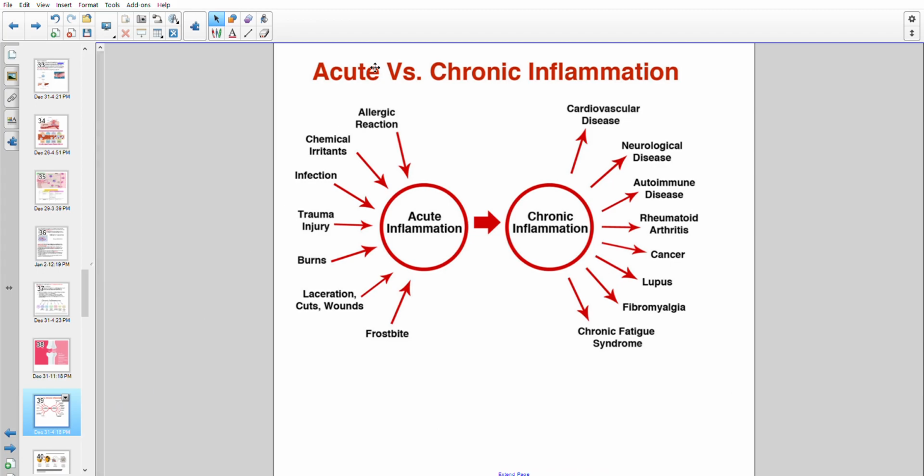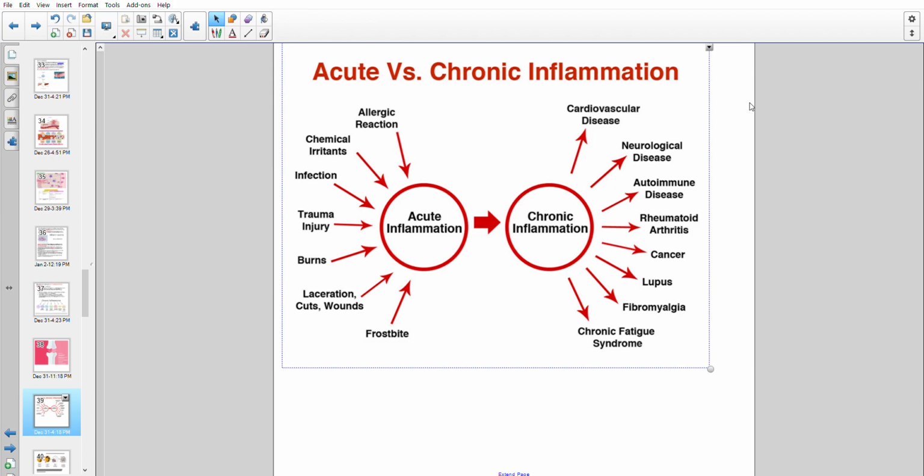Here is an example of acute versus chronic, like allergy, like a bee stings you, it's resolved very quickly. Chemical irritants, like even an ant sting puts formic acid. You get an infection through a splinter or something. Trauma, you damage the tissue by banging yourself. Burns, lacerations, cuts, wounds, and frostbite. These are pretty acute, but it could lead to chronic if the acute inflammation doesn't stop there.